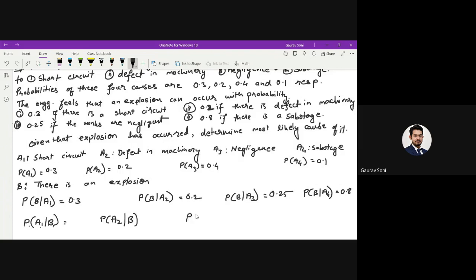We will find out the probability of negligence when there is an explosion. We'll find out the probability of sabotage when there is an explosion. We will find out all of them. And say for an example, you get the probability of having a defect in machinery when the explosion occurs, that is the highest, then I will declare that the reason for the explosion is this. Okay, so I'll just write down the statement instead of writing all four of them.